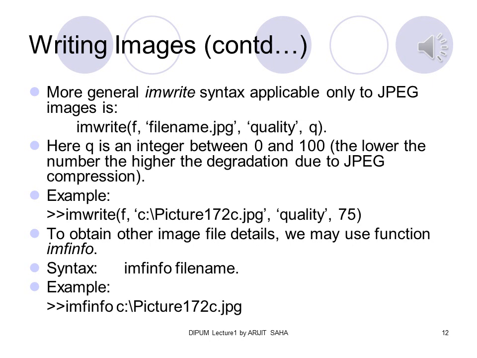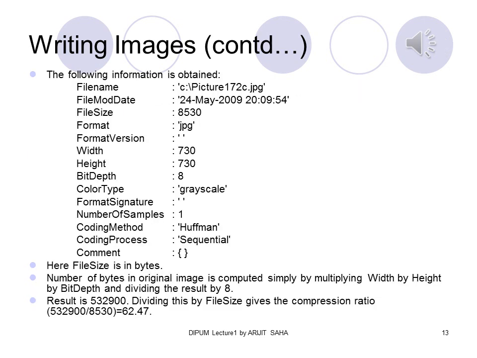To obtain other image file details, we may use the function imfinfo. Syntax is imfinfo file name, and an example I have shown here. What do you get when you write imfinfo? These are the things which you can get. You can see the file name, the modified date, file size, format version, width, height, bit depth, color type, format signature, number of samples, coding method, coding process, and a comment. Here file size is in bytes.